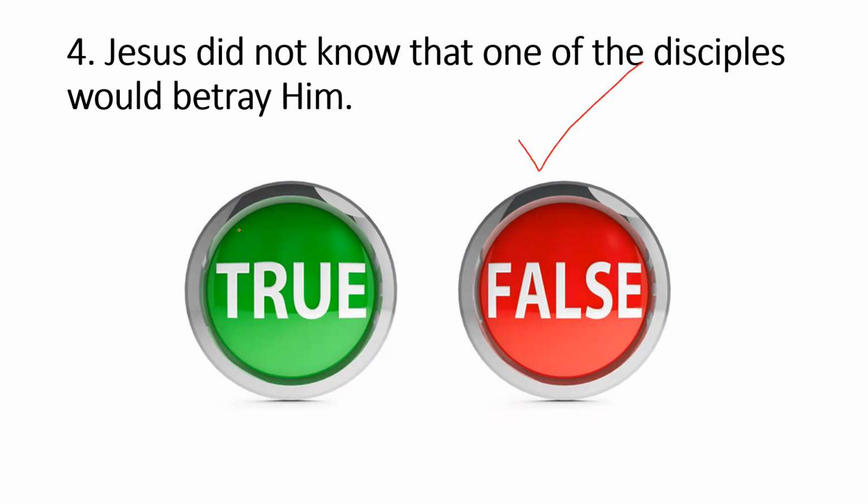Jesus did know that one of his disciples was betraying him. And what is the name of the person who would betray him? Judas. Judas, very good. Number 5.